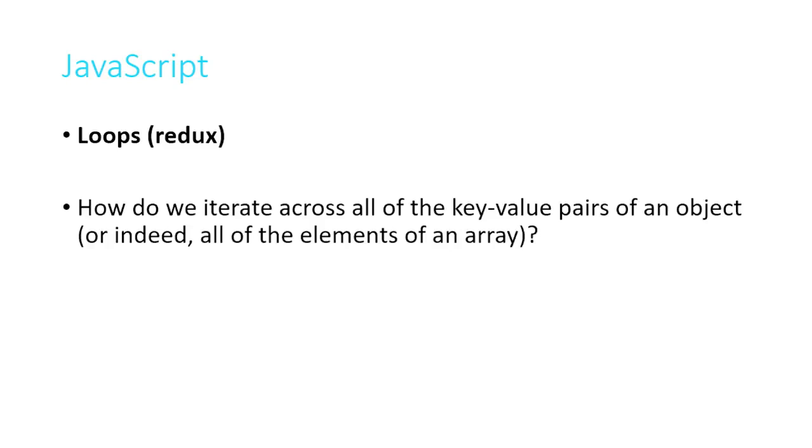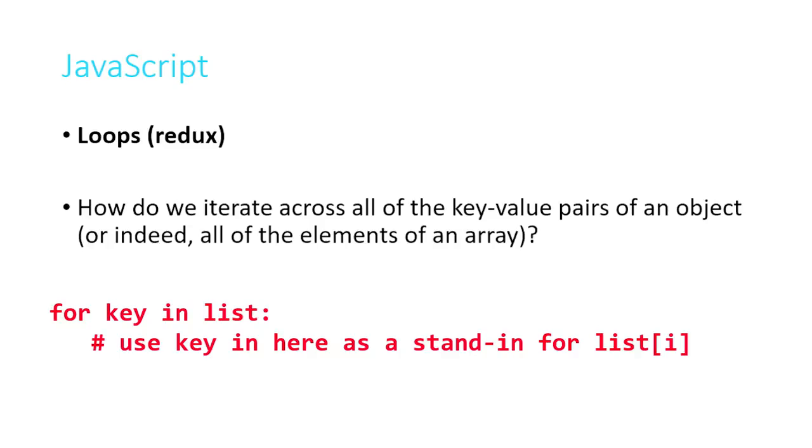All right. Now let's go back to loops, because I mentioned earlier there are a couple of different new loops that we can use in JavaScript. So now that we have this object, how would we maybe iterate across all of the key value pairs of that object? Or in fact, how would we iterate across all of the elements of an array if we wanted to do that, besides using a for loop, a while loop, or a do while loop? So in Python, we saw something like this. For key in list, and then we would have some code where we would use key from there on down as sort of a stand-in for the ith element of the list.